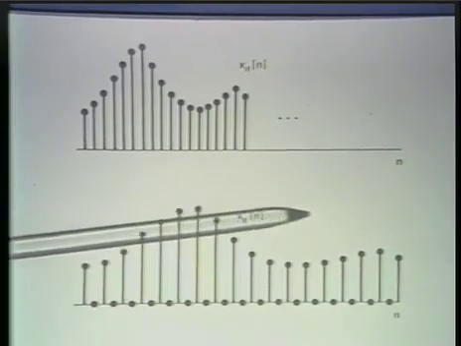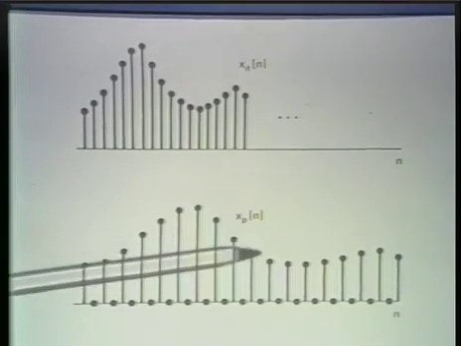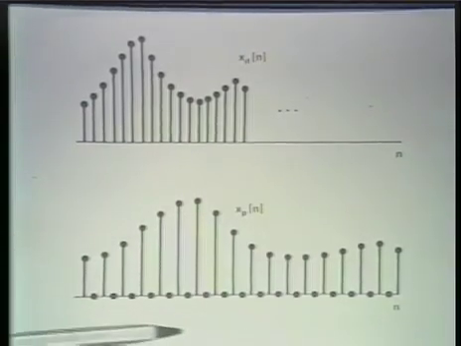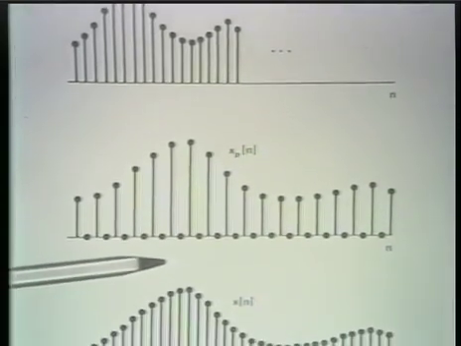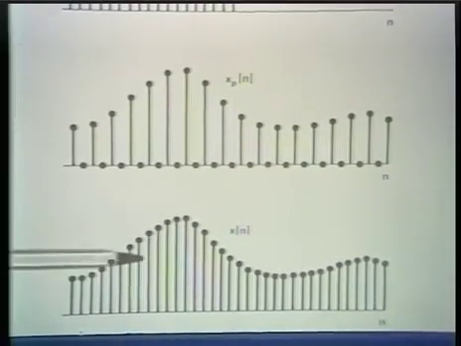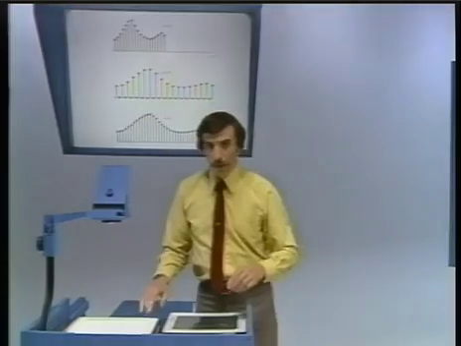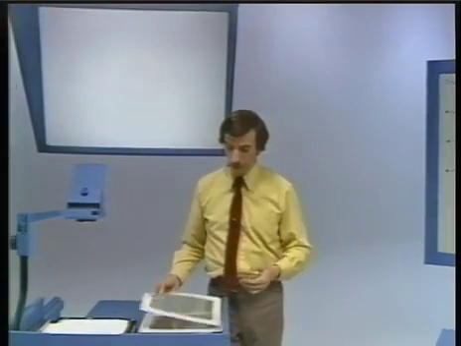And then finally, we interpolate between the non-zero values here by going through a low-pass filter to reconstruct the original sequence. And that's what we show finally on the bottom curve. So that's what we would see in the time domain. Let's look at what we would see in the frequency domain.